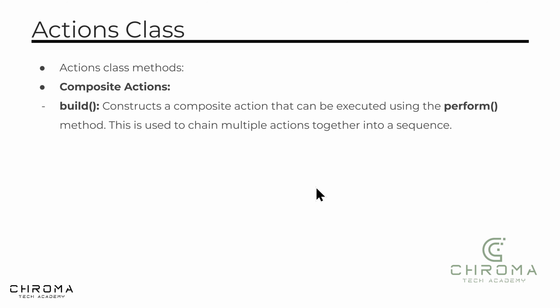Then there are other methods that we need. For example, the build and perform methods. The build we don't really need, the perform method we do. The build method constructs a composite action that can be executed using the perform method. This is used to chain multiple actions together in a sequence. However, you definitely do want to use the perform method, and we'll talk about that in this video.